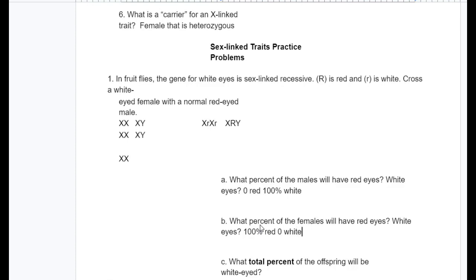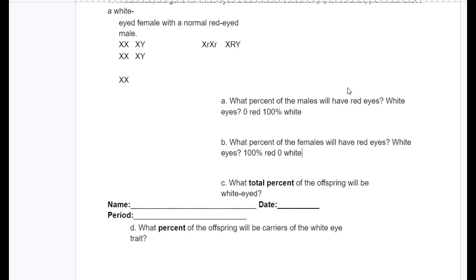All right, so we did that one. What total percent of the offspring will be white-eyed? Well, what do we say? The males. So the total offspring would be 50%. All right, so could you put 1/2? Yeah. Or 2 out of 4? I'm okay with that too.